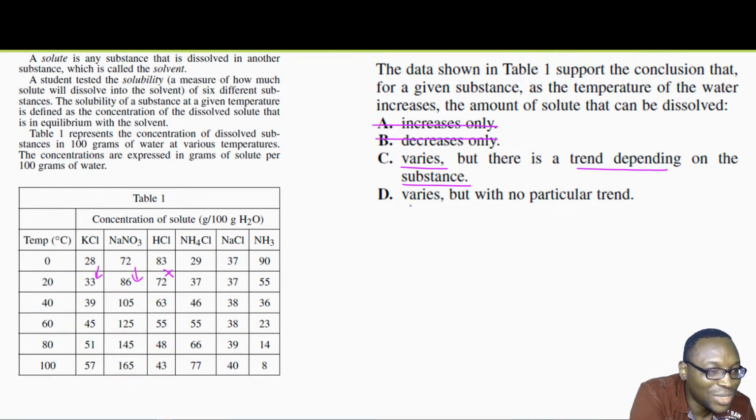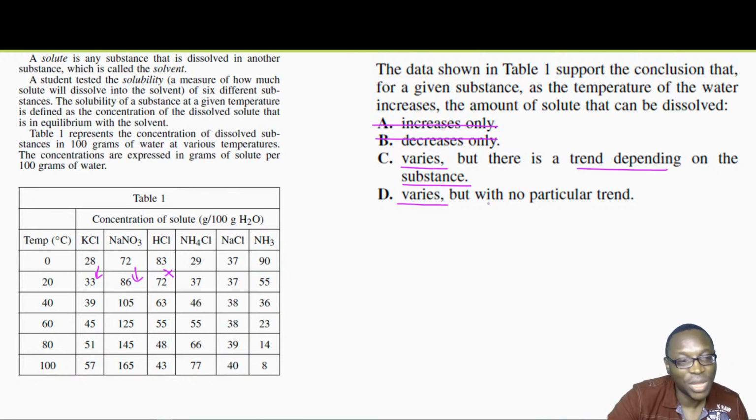The reason why I didn't bother with D is that D says it varies, but there's no particular trend, and that is not true. Because when you see questions where it says there's no particular trend, what that means is that in some instances on the same substance, you can have an increase and a decrease. That's what it means by no particular trend. If you have a consistent increase, that's a trend. If you have a consistent decrease, that's another trend. So that's what you want to look out for when you're answering a question like this.